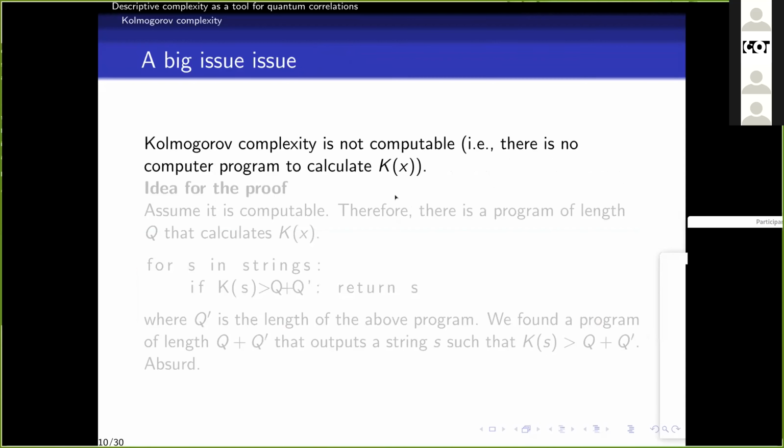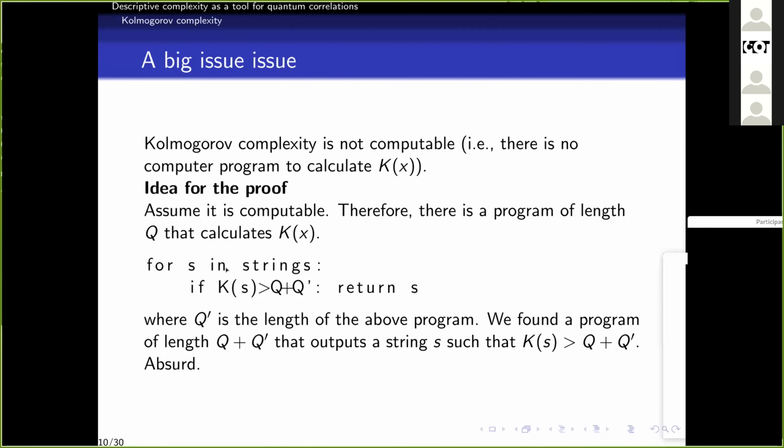So, there's one big issue with this definition of complexity, which is the following. The Kolmogorov complexity is not a computable function. What does it mean? There is no computer program that can calculate the complexity of a string X. And this is a big issue because even though it's a well-defined quantity, we cannot calculate it. So how can we prove this?